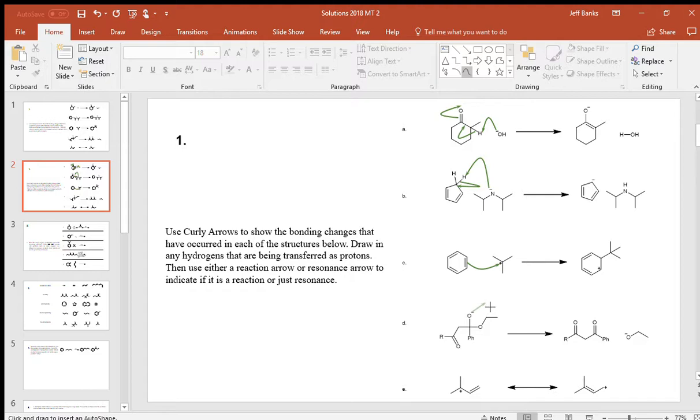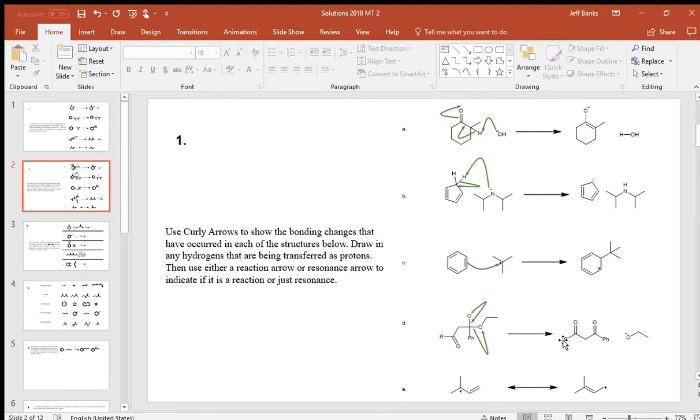We take a lone pair of electrons on oxygen, we throw them there to form an oxygen-carbon double bond, and at the same time, this is our tetrahedral intermediate, and it kicks off an ethoxide. So we get our final product.